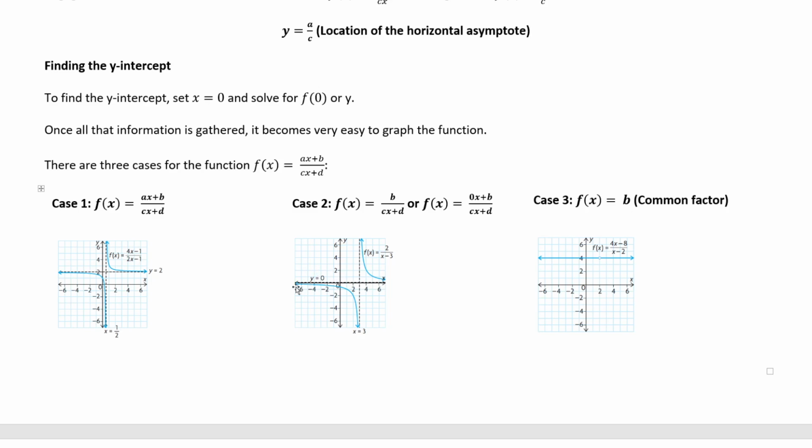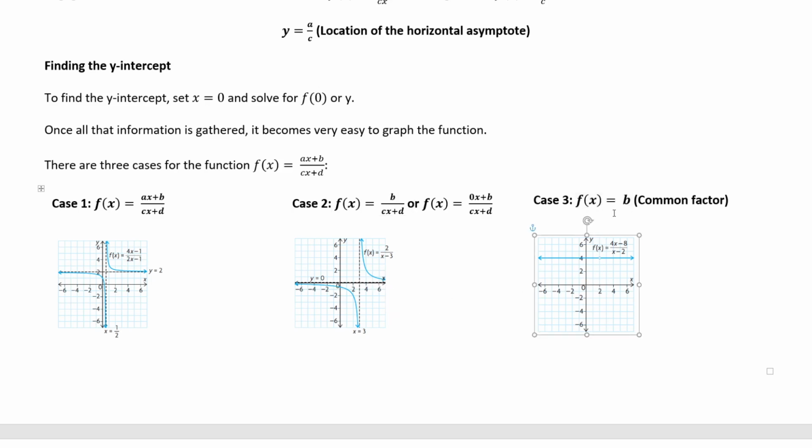And the reason why the horizontal asymptote is at y is equal to 0 is because the numerator is a constant value. And if it's a constant value, then that function can never get to 0, because remember, a fraction can only be 0 if the numerator is 0. And so therefore, if it's a constant value, it can never equal 0. So it'll get close to 0, but never equal to 0.